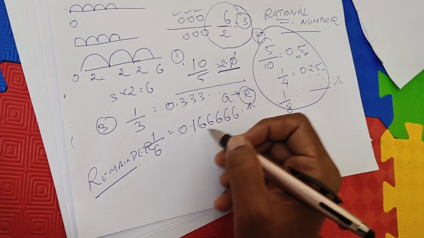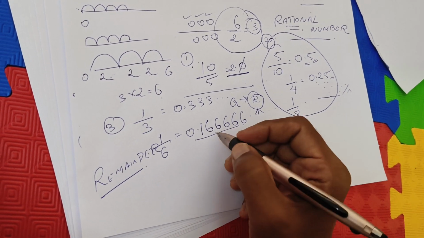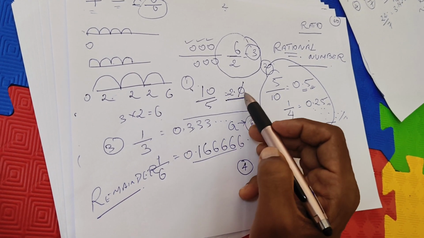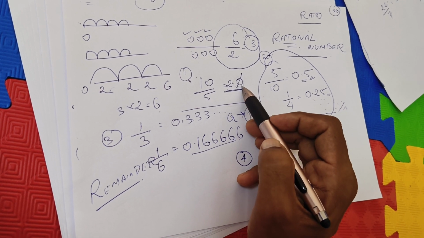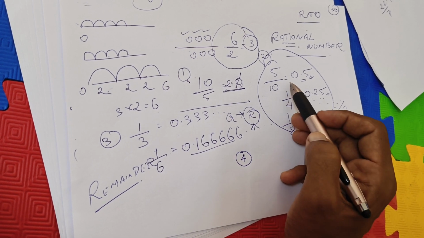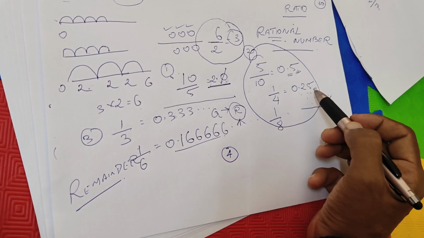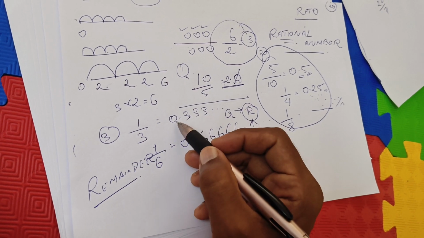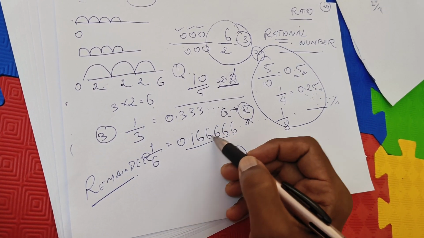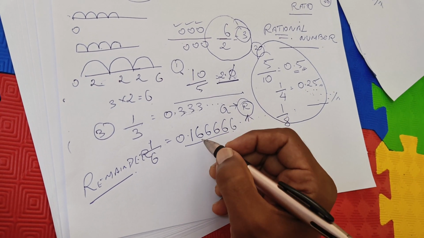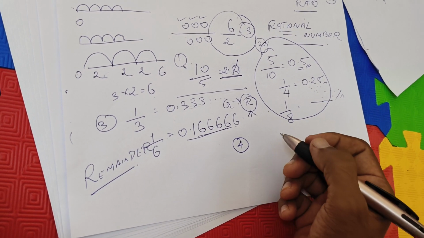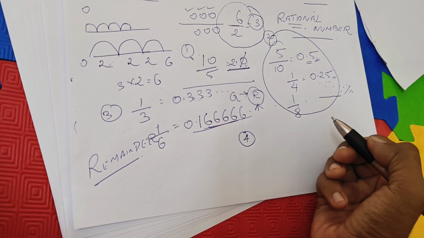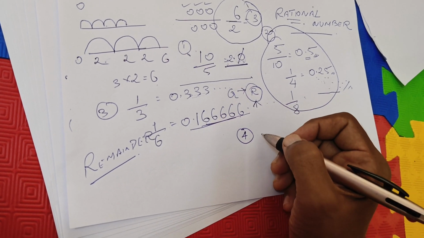So 0.1666666. This is what happens. Now, I'm going to give you a new case, the fourth case. First case, no decimal at all, the quotient completes. Second case, there is a remainder which also gives you decimal numbers. And the third one is you have infinite numbers that never complete, but only one number is repeating. Now I'm going to tell you about the fourth case.